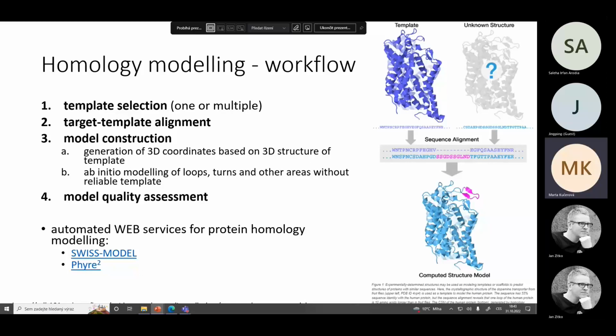And based on the amino acid alignment, we are able to construct the 3D model. Firstly, we generate 3D coordinates based on the template. And in case there are some sequences that are not common to both proteins, we have to use ab initio modeling for the loops, turns, or other areas where the model cannot be supported by the template.